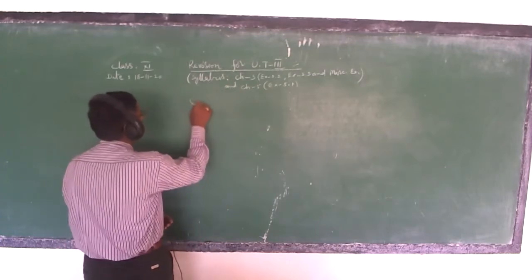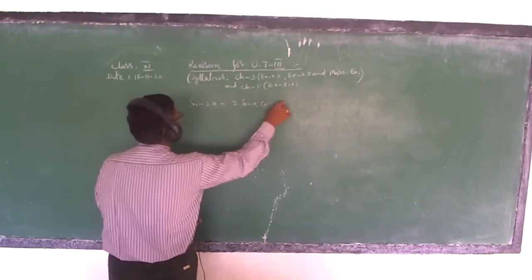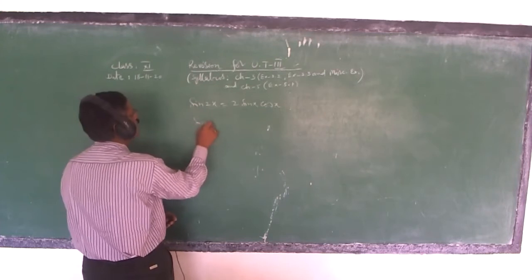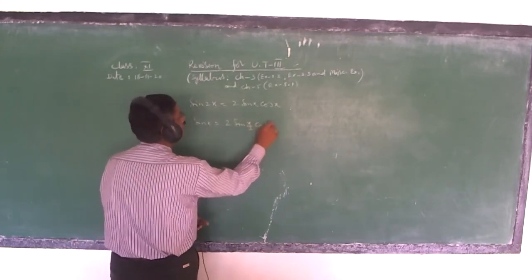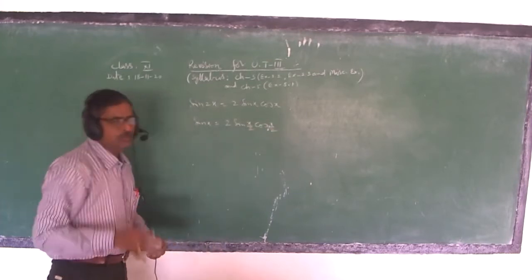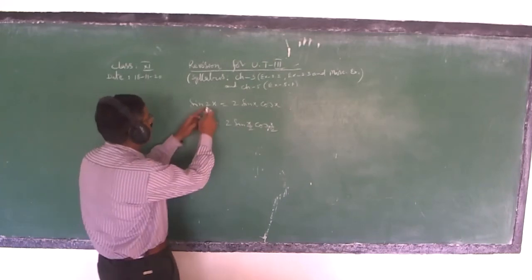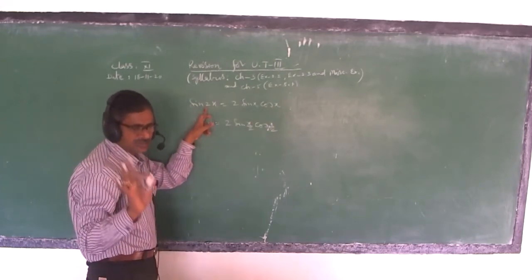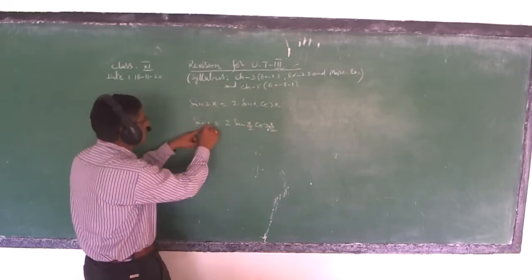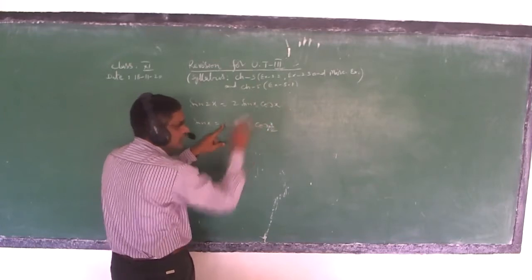Suppose sin 2x equals 2 sin x cos x. This is already known to us. If we want to find only sin x, then it is 2 sin x by 2 cos x by 2. I am telling you this only to help you remember, so don't misunderstand me when this 2 comes here and here. Only for remembering: when 2 is not there, we have to write 2 under x on the right hand side.